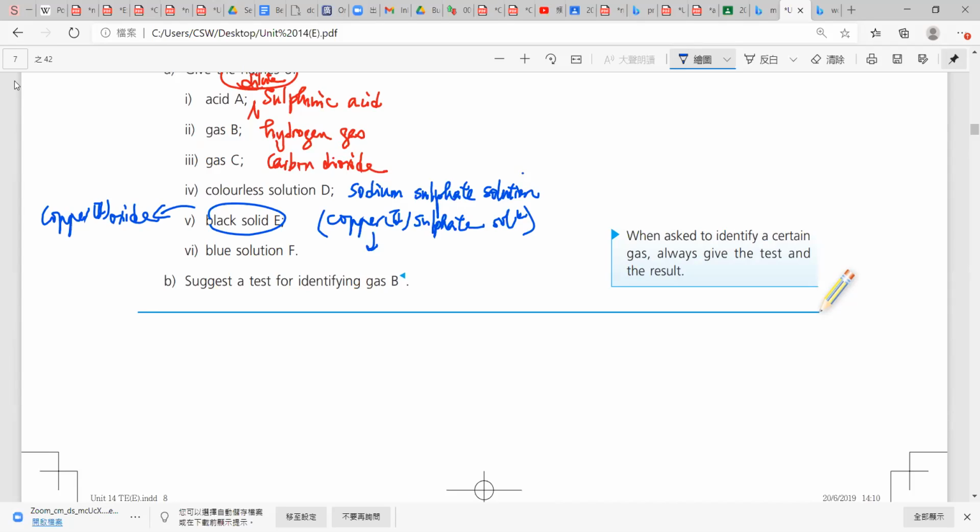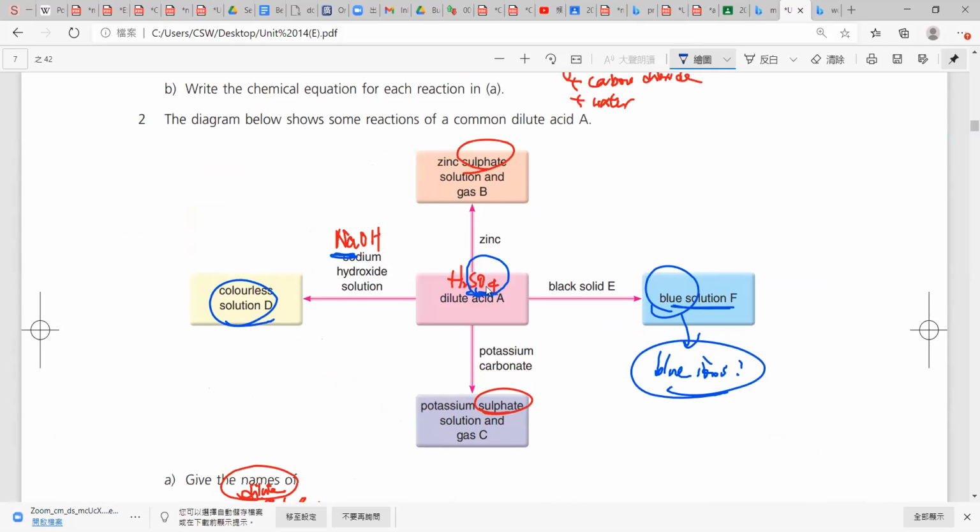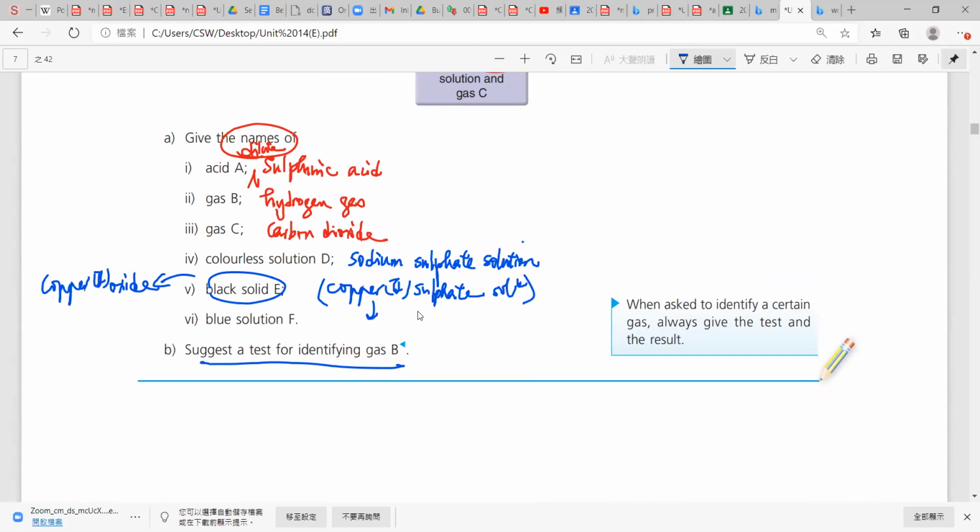Now, lastly, is on identifying gas B. Gas B, how do you test it? Gas B, you know it's hydrogen gas. The whole procedure, you should know it, right? And remember to put the observation as well. What are they? Put a burning splint near the test tube containing gas B. If the gas produces a pop sound, it is hydrogen. Yep, that's right. So remember, you need to have the keyword pop sound.